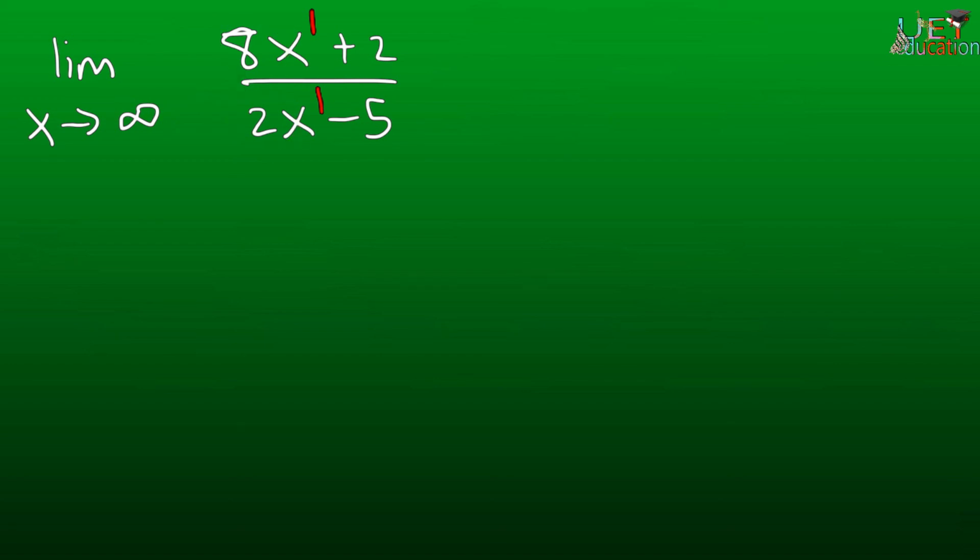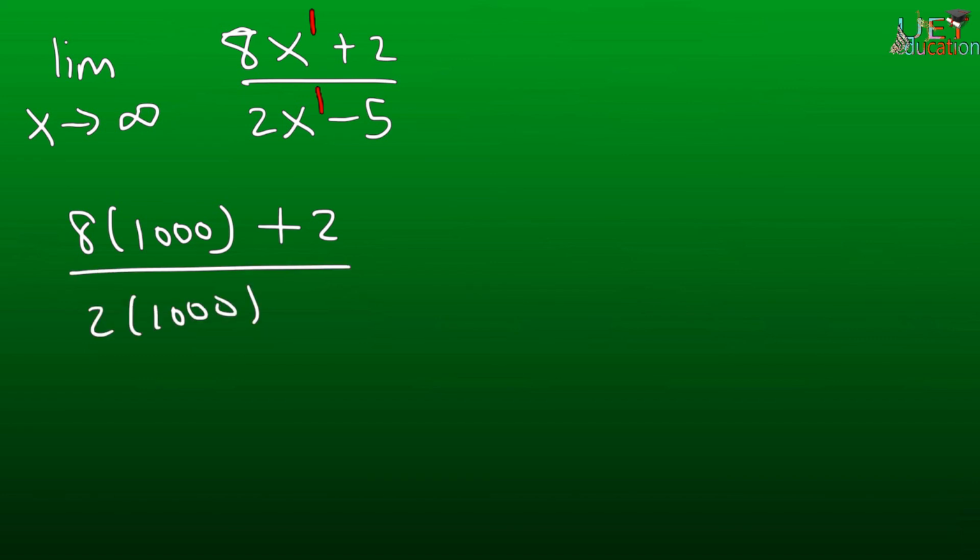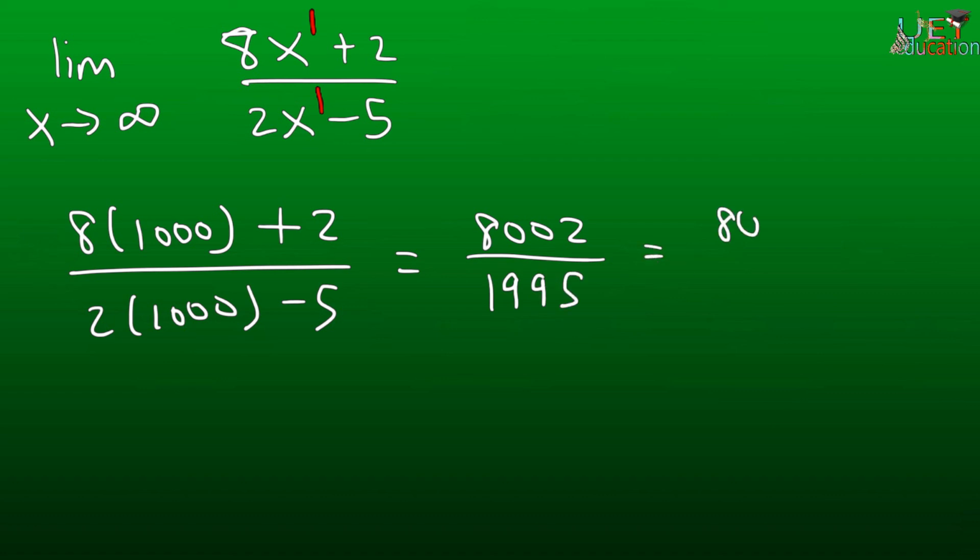Now, imagine if we plug in 1,000, a very large number. This would be 8 times 1,000 plus 2, and this would be 2 times 1,000 minus 5. So this would be 8,002 over 2,000 minus 5 is 1995. 8,002 is approximately 8,000. 1995 is approximately 2,000. So the answer is still close to 4.